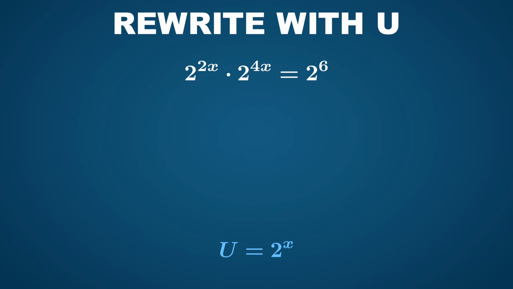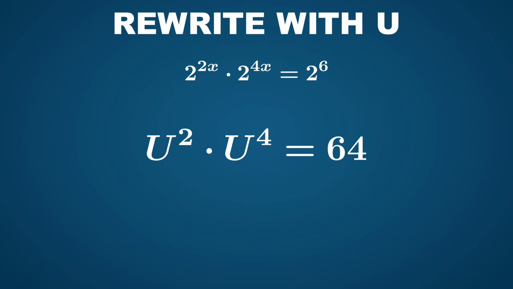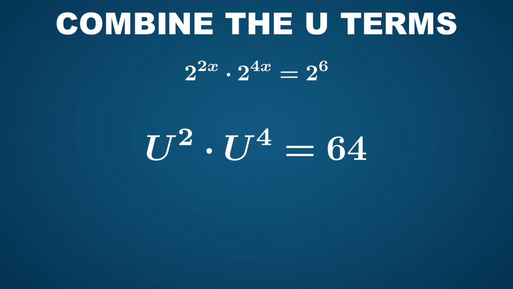We can now rewrite the entire equation using our new variable u. The left side becomes u squared multiplied by u to the 4th. The right side remains as 2 raised to the 6th power. Let us write the constant on the right side as 64 again. We have u squared times u to the 4th equals 64. We must now combine the u terms on the left side of the equation. We are multiplying two expressions that have the same base of u.